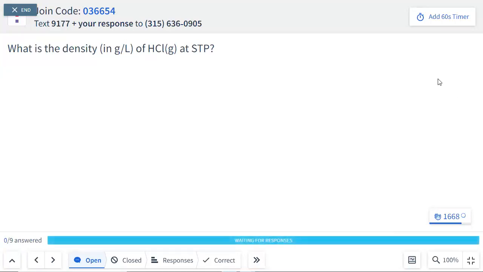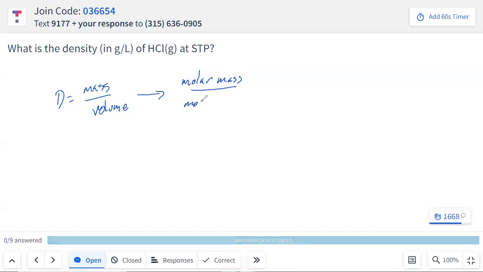So to answer this question, we can go about it a couple of ways. First of all, we know that density is mass over volume. And if we're looking at it from a specific standpoint, we can look at it as molar mass over molar volume. Now, what does that mean? That means I just need to standardize everything to 1 mole.